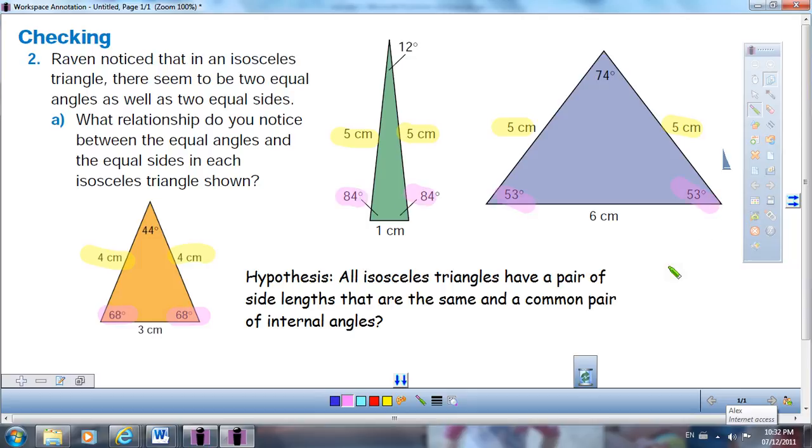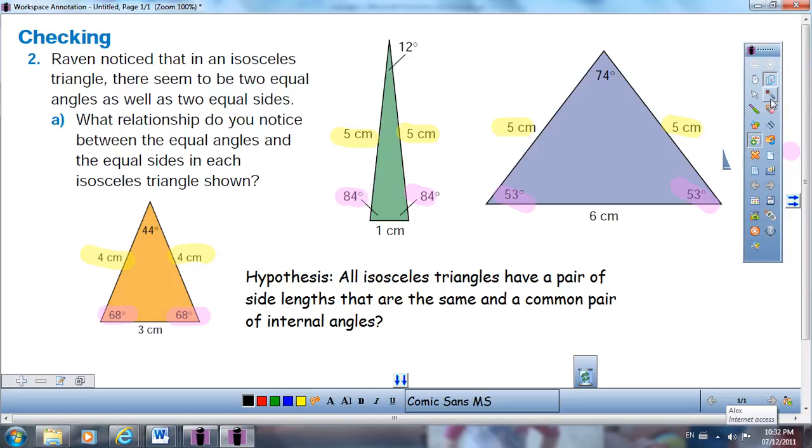So according to our three examples, is our hypothesis valid or invalid? Is it supported or not supported? Do we accept or reject? According to this, we could state that all isosceles triangles have a pair of side lengths that are the same and a common pair of internal angles.